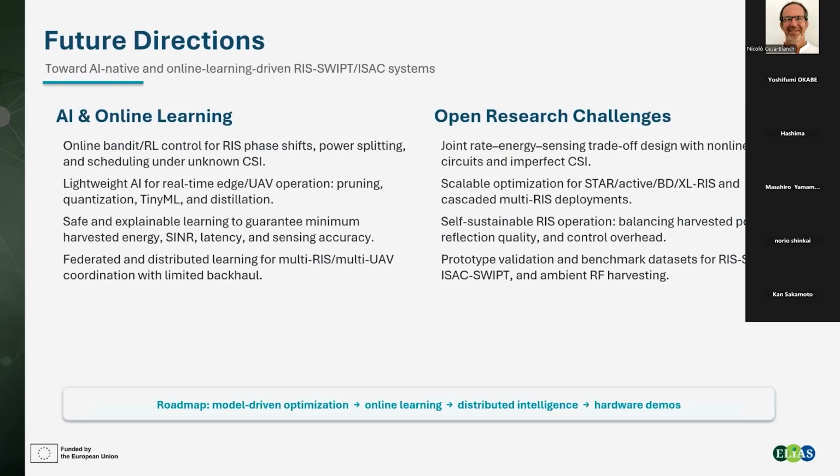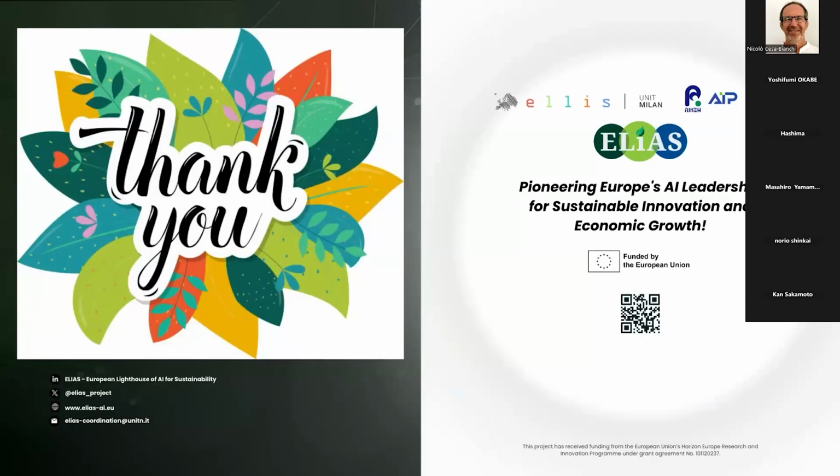For future directions, we have to embed reinforcement learning, online bandits, and lightweight AI for such techniques. And there are also open research challenges like scalable optimization of STAR and active RIS, improved or advanced RIS types, and also self-sustainable RIS operation, how we will balance harvested power and reflected energy. And of course, prototype validation and benchmark datasets for RIS-SWIPT, ISAC-SWIPT, and ambient RF harvesting. Thank you.